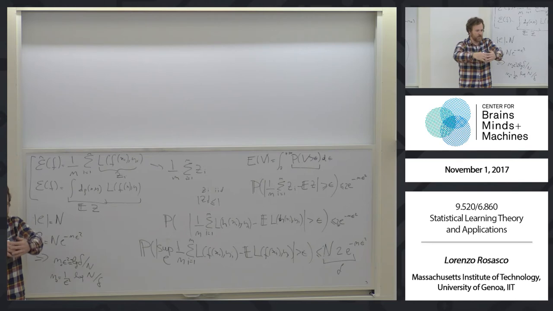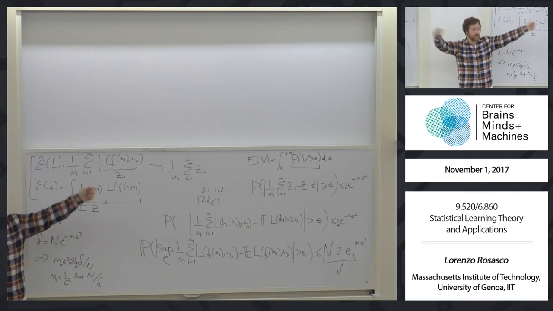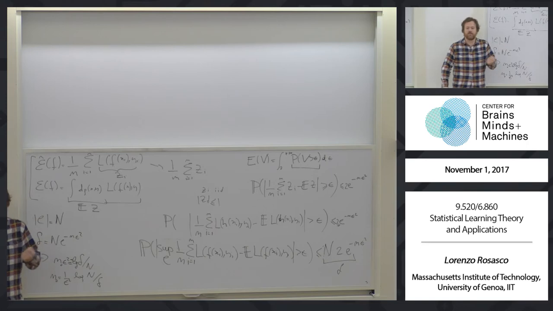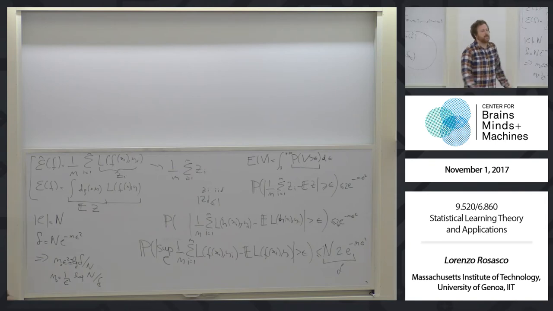So if my bag is not so big, I can expect these two quantities not to be far away. But if my bag is very large, depending on the data set, these two quantities might be very different. Of course, everything is conditioned to the number of points, right? If you have enough points, it's going to be fine. Does it make sense? So this is the basic idea.